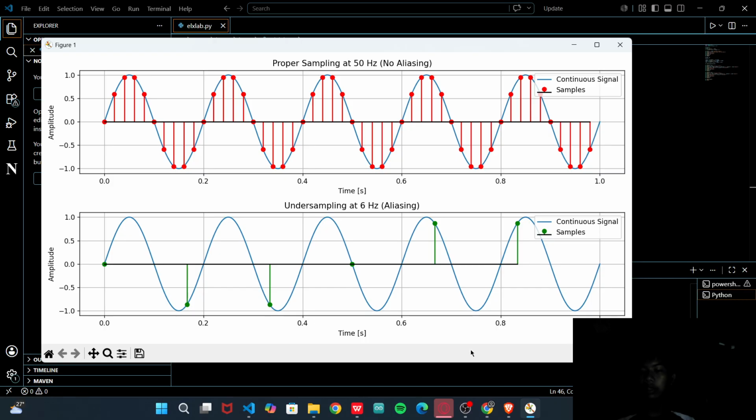So, understanding why aliasing happens. Aliasing occurs because we violated the Nyquist criterion with 6 Hz sampling. We take only 6 samples per second, but our original signal oscillates 5 times per second. So the samples cannot distinguish between the true 5 Hz signal and a lower frequency signal. In fact, the 5 Hz signal folds back, or aliases, to a 1 Hz signal. This is why the green samples appear to trace a much slower wave.